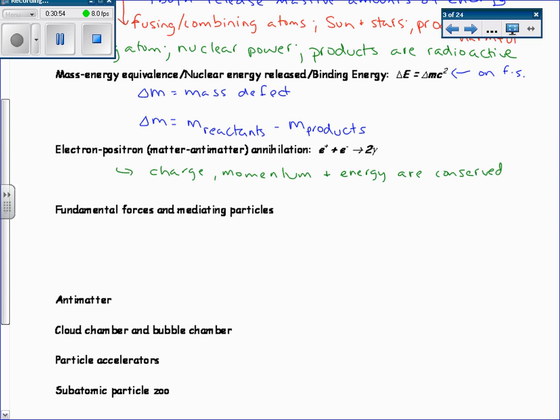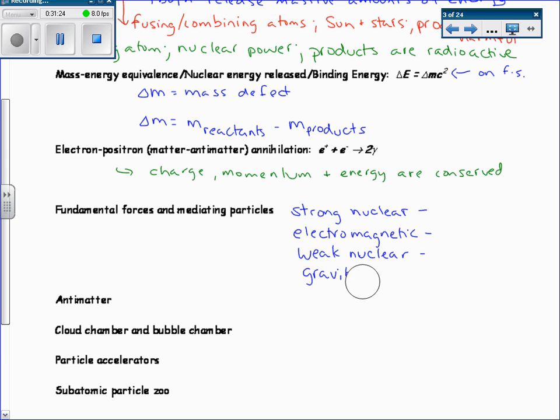The fundamental forces and mediating particles, and so in order of strength, strong nuclear, the electromagnetic, weak nuclear, and gravity. Gravitational, just to keep the grammar right. Gravitational.